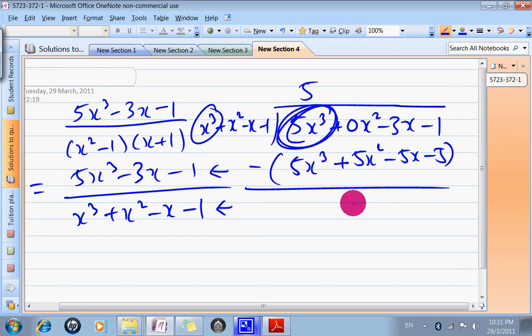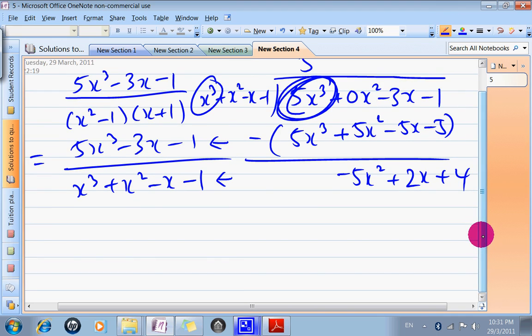Gone. Negative 5x squared plus 5x plus 4. Give me a minute. This is wrong. Negative 3 minus 5 minus 5 will give me positive 2. Okay, so that is done for now.